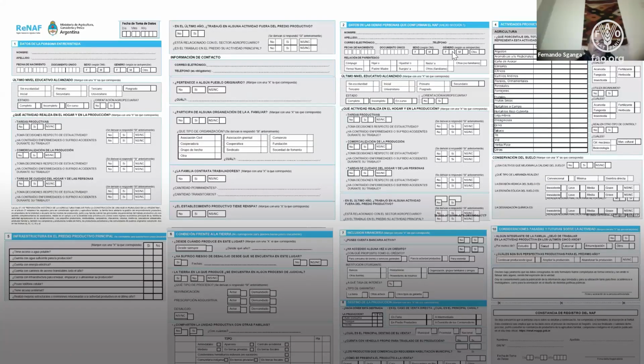Fernando is with us, and I am using a form from Argentina, a fairly extensive form, just so you can see the volume of variables it has, as an illustration. I thank Fernando for letting me use the Argentina form.